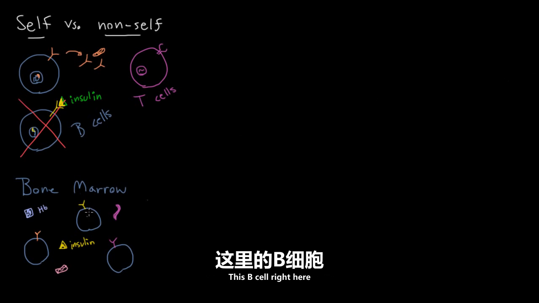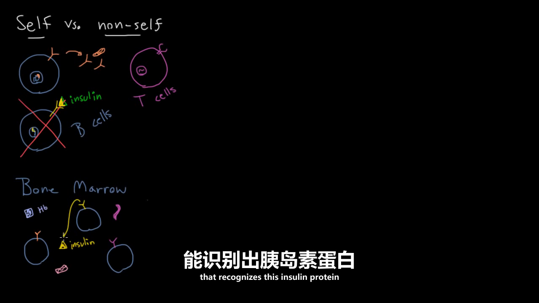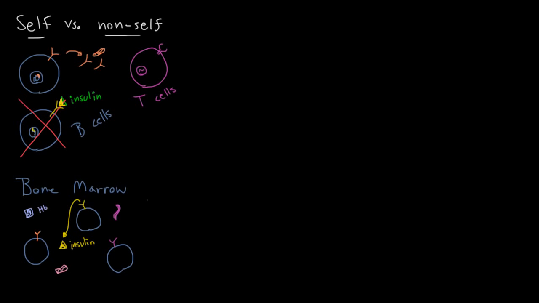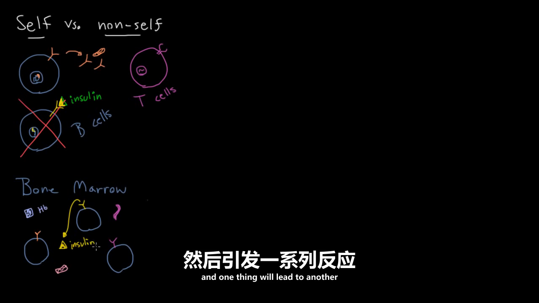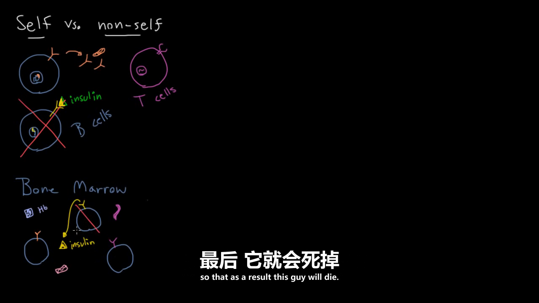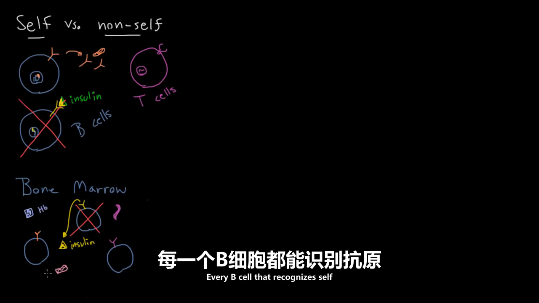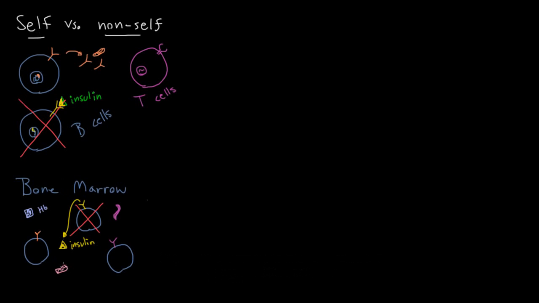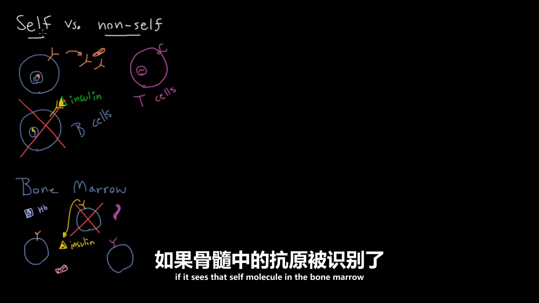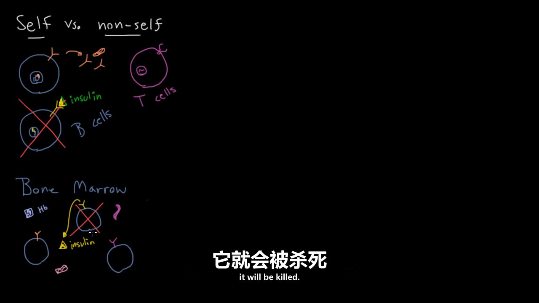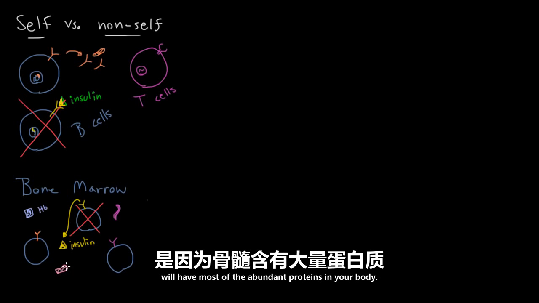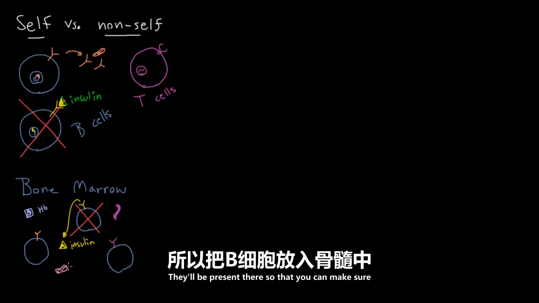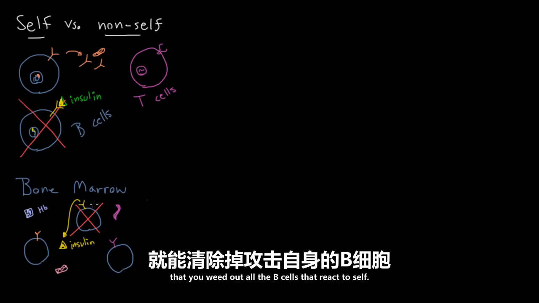And so this B cell right here that recognizes this insulin protein, the fact that it recognizes it means that it'll bind, and that'll cause a little bit of a chemical change in the B cell, and one thing will lead to another, and the whole system will be programmed so that this guy will die. So every B cell that recognizes self, if it sees that self molecule in the bone marrow, will be killed. And this works because your bone marrow will have most of the abundant proteins in your body.